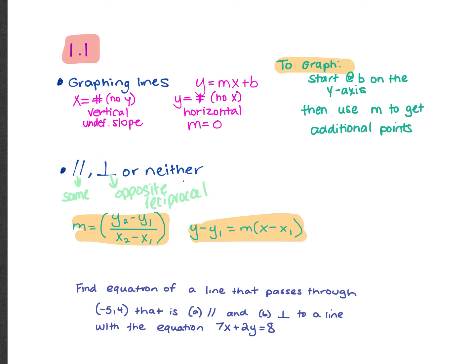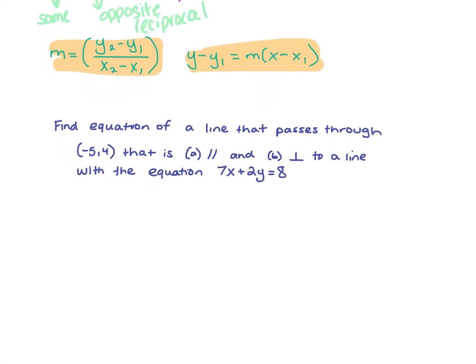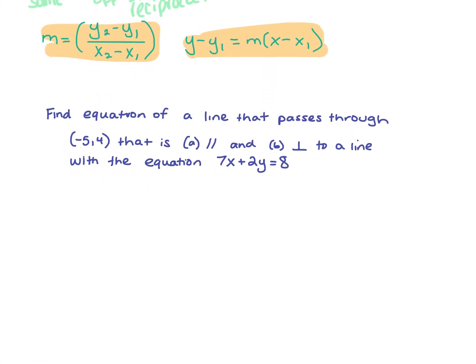The formula for slope is y2 minus y1 over x2 minus x1. And then point-slope: y minus y1 equals m times x minus x1. Those are things you need to know. And this was the question that got some of you on that homework. We talked about it after it too, but just a reminder.